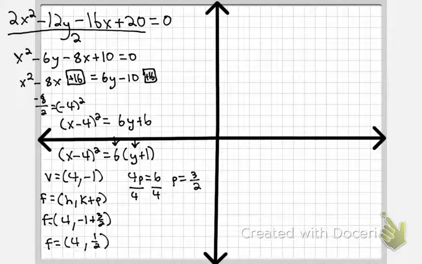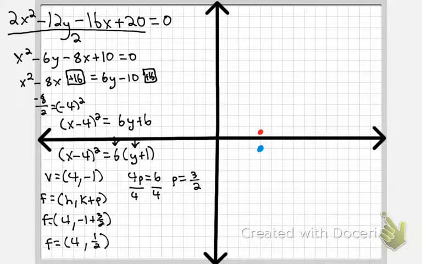Alright, so I'm going to go ahead and mark my vertex at 4, negative 1. Mark it in blue. 1, 2, 3, 4, negative 1. And my focus is at 4, 1/2. I'll mark it in red. Alright, it's going to be in between. Yeah, that's right. It's going to be in between 0 and 1.